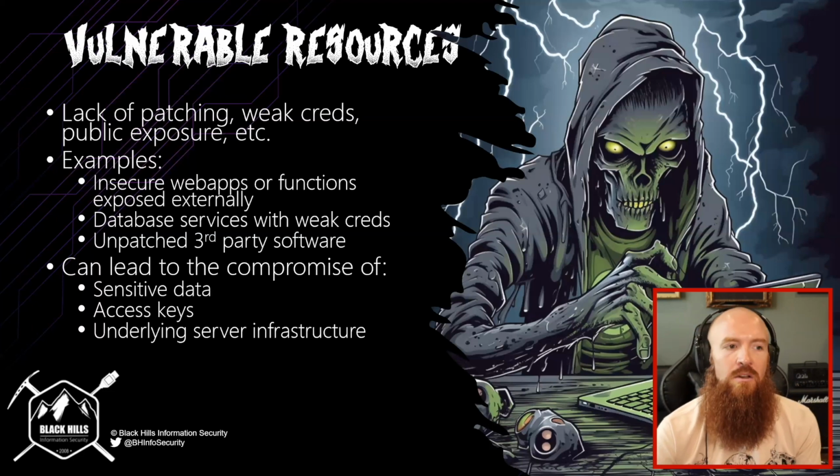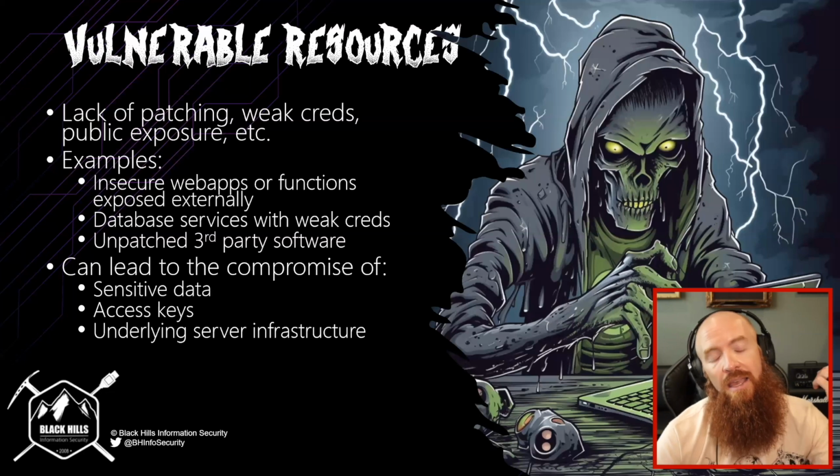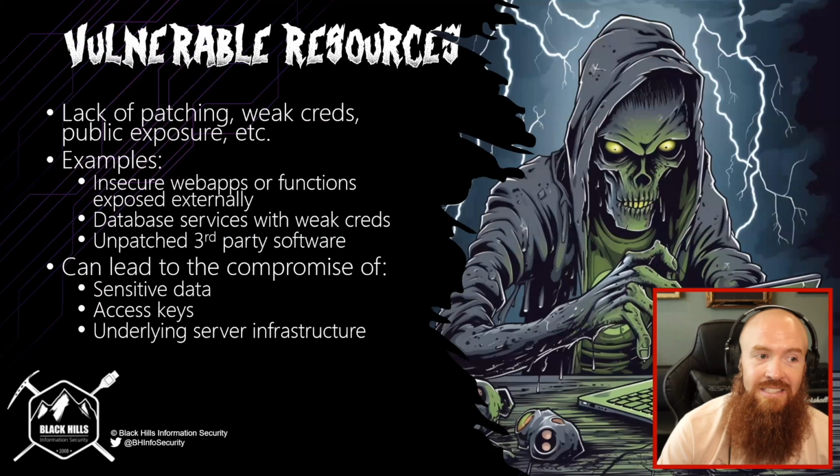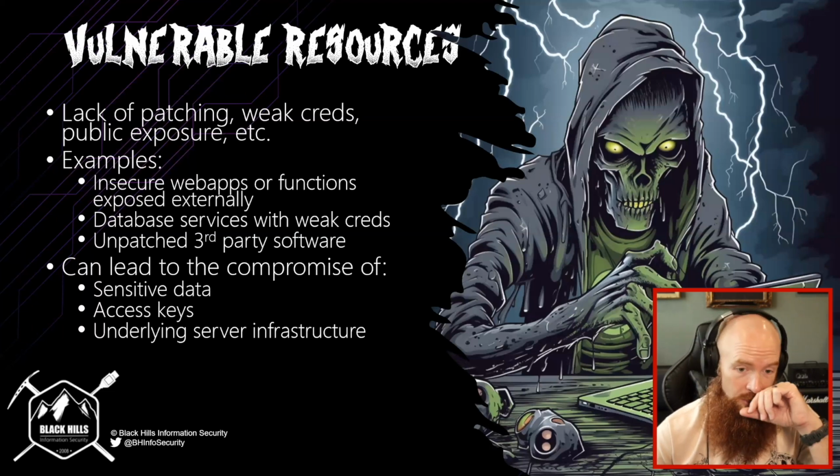And so what this means though is that things get exposed publicly, and during compromise, you have leakage of sensitive data, access keys, and ultimately underlying server infrastructure. So here's the thing. When it comes to public resources, you can attempt to identify a lot of this stuff externally, right? Like you can do DNS brute forcing, you can do a lot of recon around what you see publicly, but you're not going to find everything.